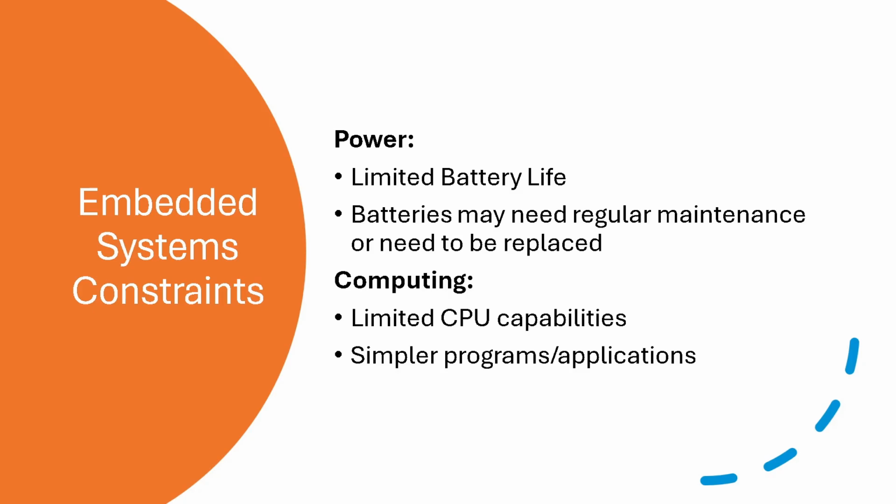Computing. Embedded processors often have a low computational capability compared to a general purpose CPU. Both RAM and storage capacity are usually constrained, limiting the complexity of software applications.